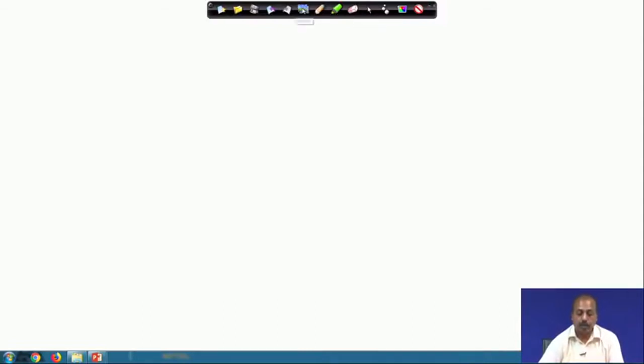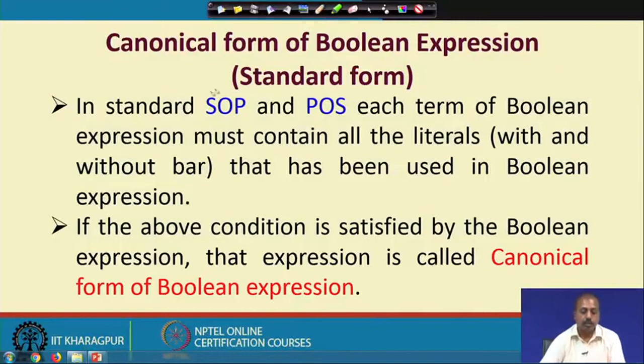Coming back to our discussion, how do we check whether two expressions are the same or not? For doing that there is a canonical representation. Anything that is canonical means all expressions that are equivalent will boil down to the same canonical form. That is the beauty of the canonical form of expression. In the standard sum of product or product of sum, each term of the Boolean expression must contain all the literals, with or without bar, that have been used in the Boolean expression.